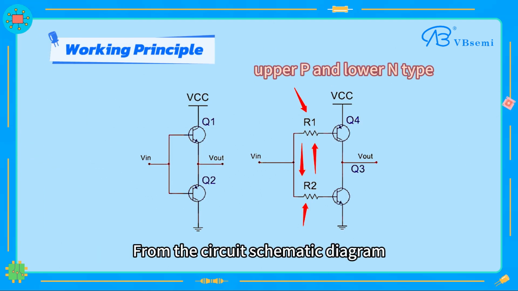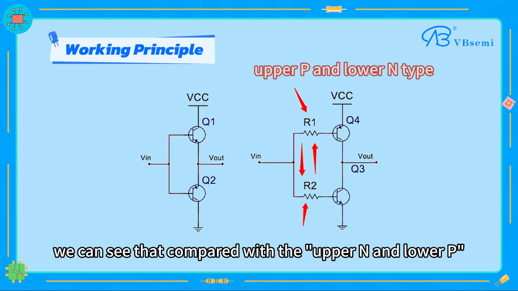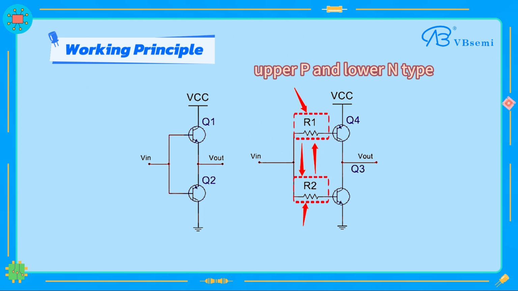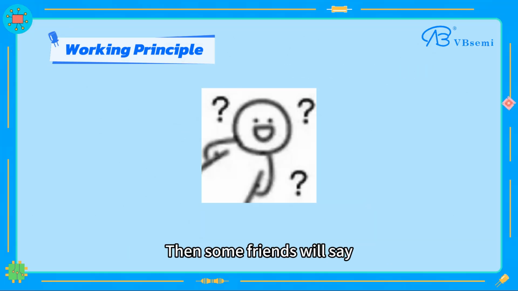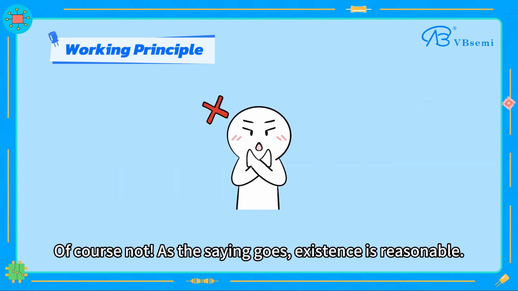From the circuit schematic diagram of the upper P and lower N type, we can see that compared with the upper N and lower P, the upper P and lower N type has two more resistors, which will increase the cost accordingly. Then some friends will say, can't we just remove the two resistors? Of course not. As the saying goes, existence is reasonable.